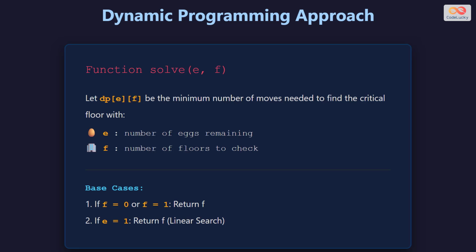Let's define a function solve(e, f), which returns the minimum moves needed with e eggs and f floors. The base cases are simple. If you have 1 floor, you need 1 drop. If you have 1 egg, you need f drops.